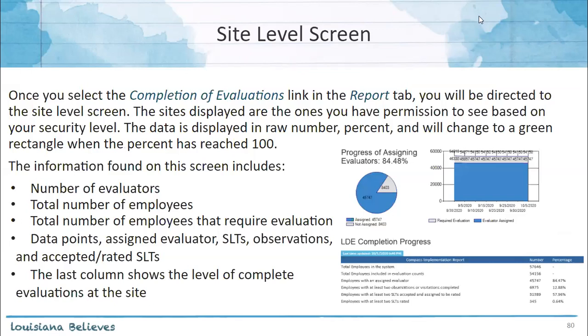So this is what it would look like. Once you click it, it would show you a picture of your total number of employees. How many of them have an assigned evaluator? How many of them have had 2 observations? How many of them have 2 SLTs? You can actually click to your sites. It will show you, in green, what steps have been done. It's a nice thing to be looking at as you go through the year.